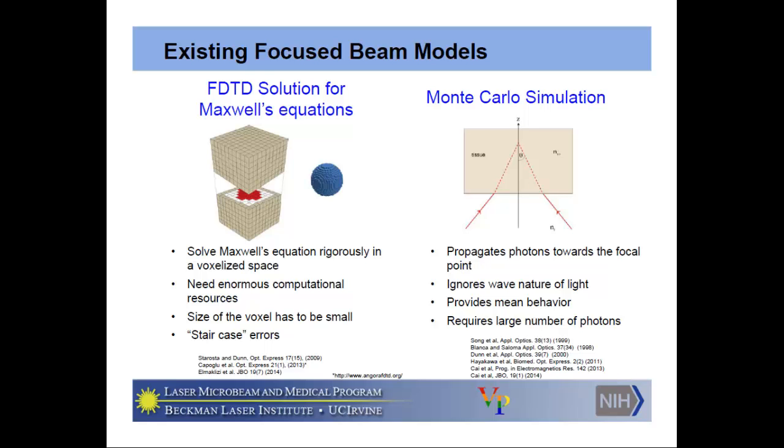But still, this sample contains randomly distributed scatterers, so that provides mean behavior. Still, if we define the particle at a specific location, this type of system requires a large number of photons. That means you need a lot of time. So these models consume a lot of time.